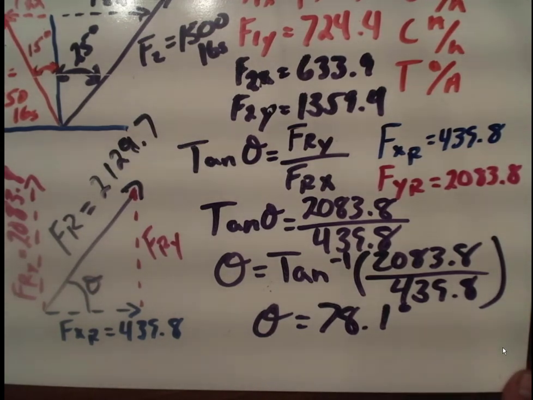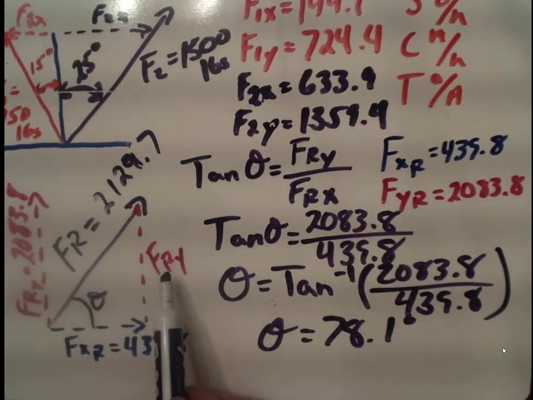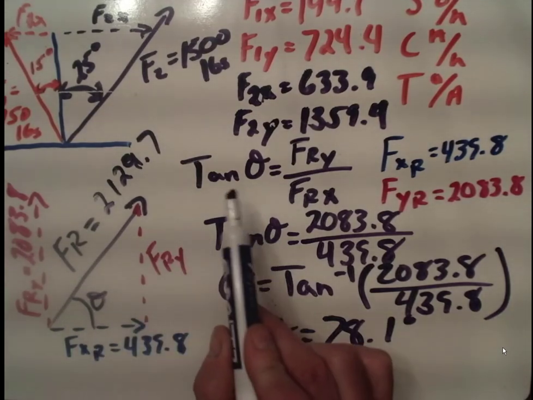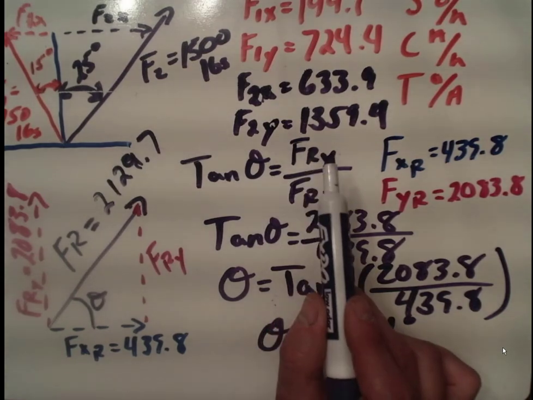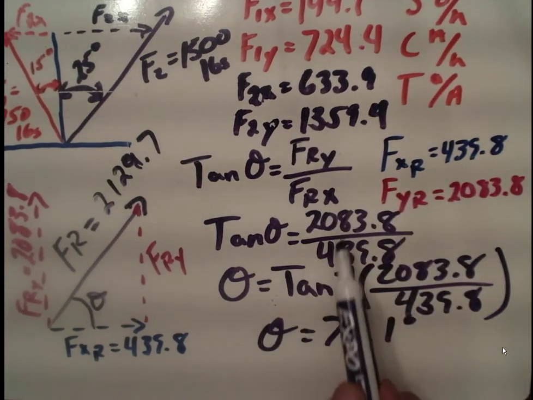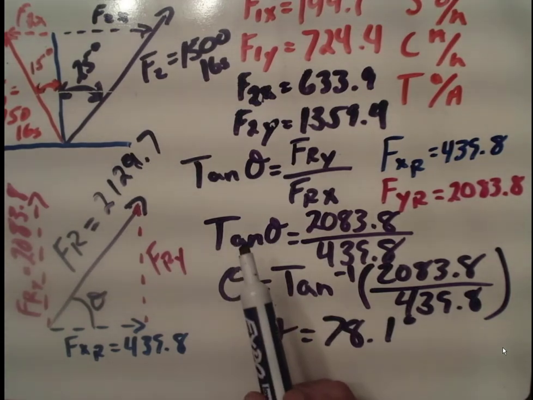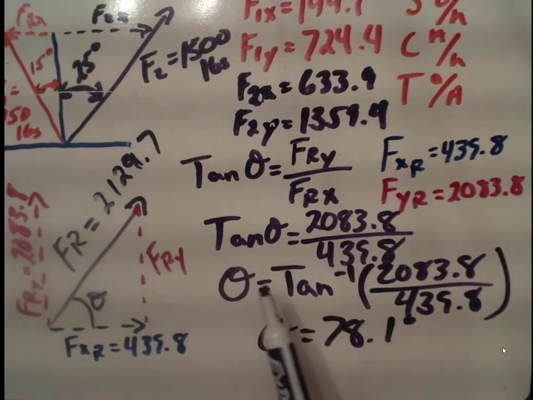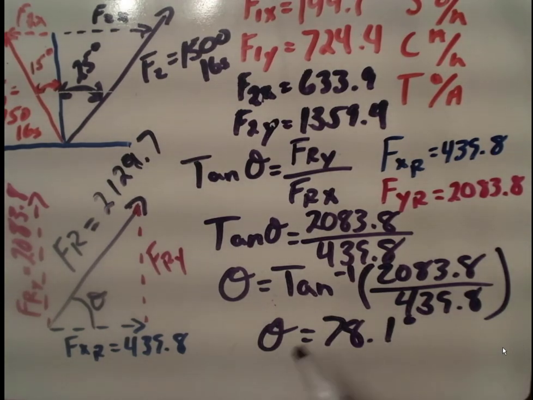All right, so the last thing we've got to do is calculate the angle of your resultant force, the angle that it's acting at. We're going to look at theta here, and we're going to look at the opposite side over the adjacent side. So that's going to result in us using the tangent function. Tangent equals the opposite over adjacent. So the tangent of theta equals the resultant force y, right here, divided by the resultant force x, right here. So we plug those two in. Then in order to isolate for theta, we multiply the whole thing by tangent -1, which is the inverse of the tangent. And we get theta equals tangent inverse of 2083.8 divided by 439.8. That gives us a theta of 78.1 degrees.